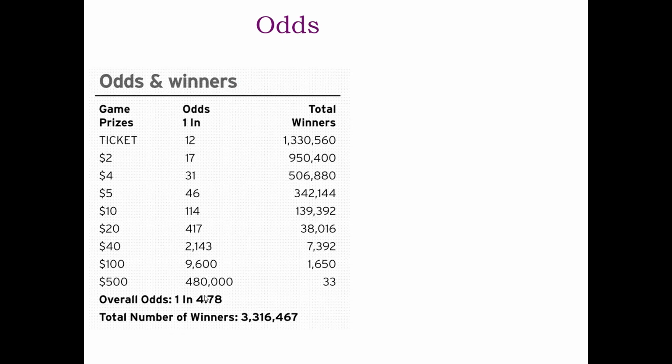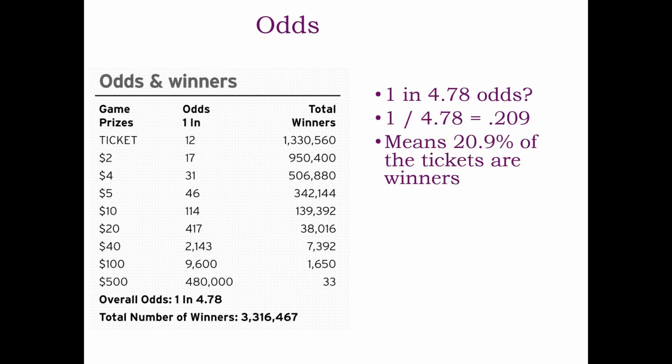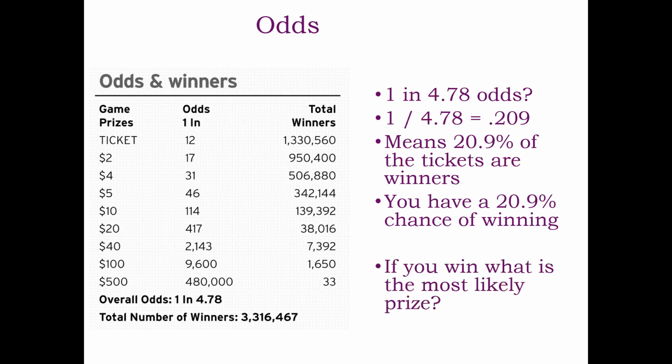The overall odds of winning some sort of prize is 1 in 4.78. What does that mean? Remember, odds should be expressed as a fraction. You can divide 1 by 4.78 to get the probability, which is about 0.209. This means that about 1 in 5 tickets are winners. You have a 20.9% chance of winning. If you buy 5, you're likely to have one. If you do win, which is the most likely prize? A ticket.